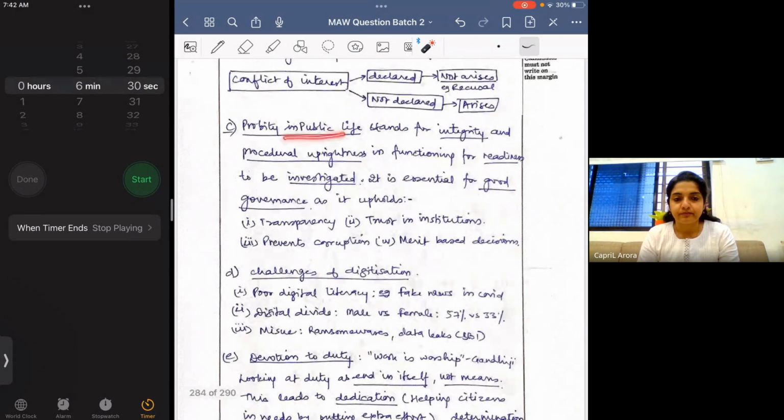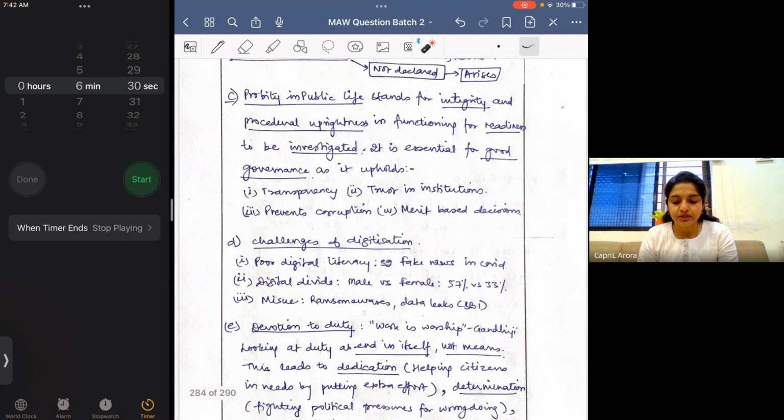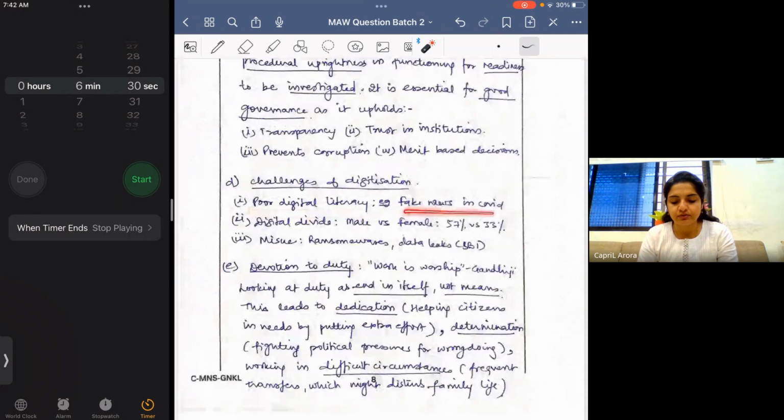Probity in public life stands for integrity and procedural uprightness in functioning, and for readiness to be investigated. It is essential for good governance as it upholds transparency, trust in institutions, prevents corruption, and supports merit-based decision making. Right? Challenges of digitization: poor digital literacy, fake news in COVID, digital divide, male versus female, 57% versus 33%, misuse, ransomware, data leaks, SBI card data leak, etc.